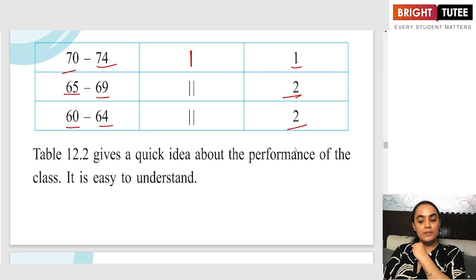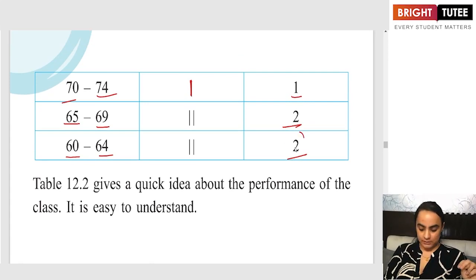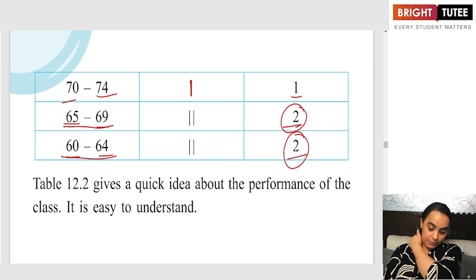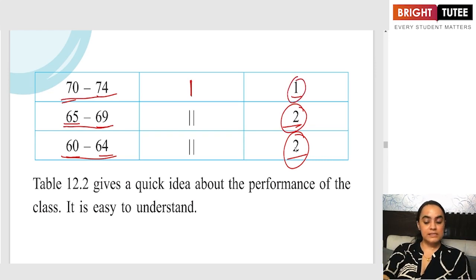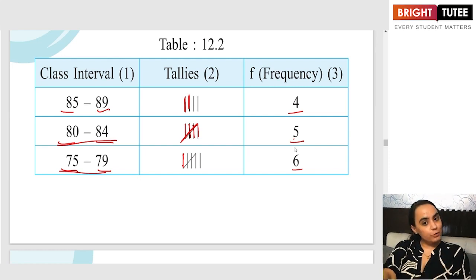Just by looking at the data now, you can see the performance of the students. 2 students scored between 60 to 64. 2 students scored between 65 to 69. 1 student scored between 70 to 74. Then 6 students scored between 75 to 79. 5 students scored between 80 to 84 and 4 students scored between 85 to 89. So this is how we read the table, and you see it was so easy to compare.